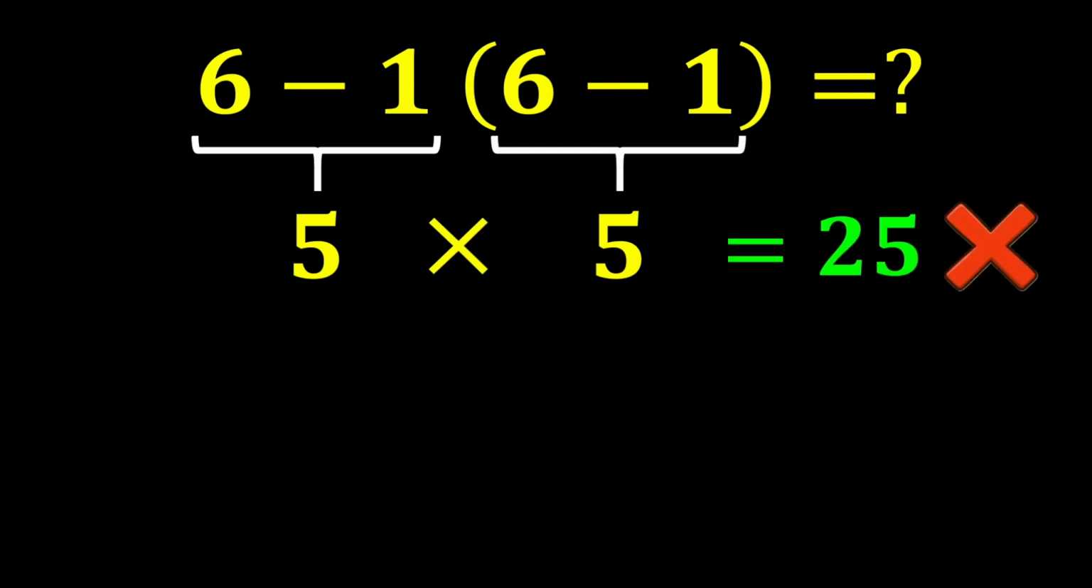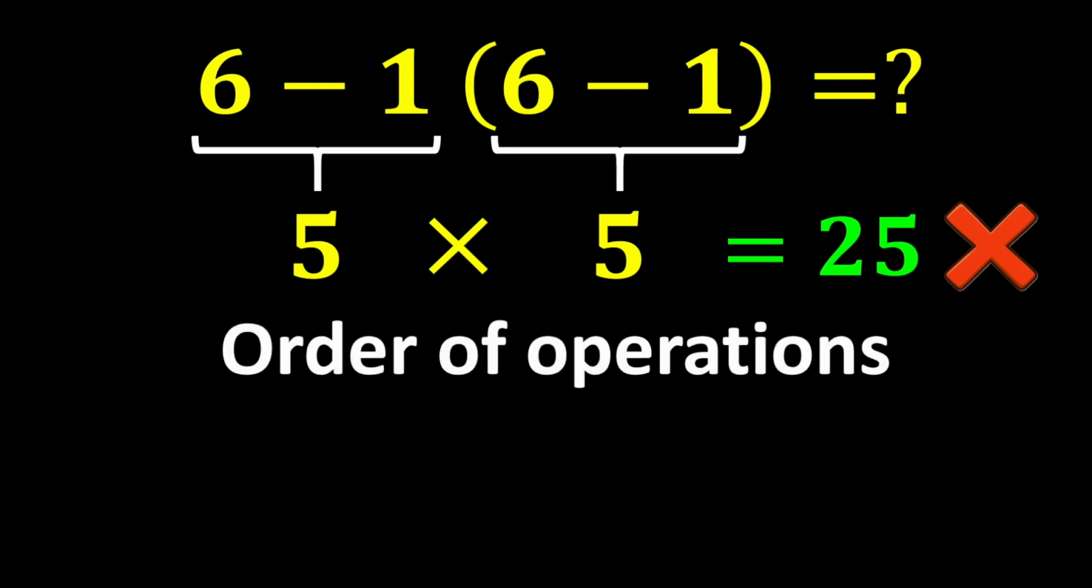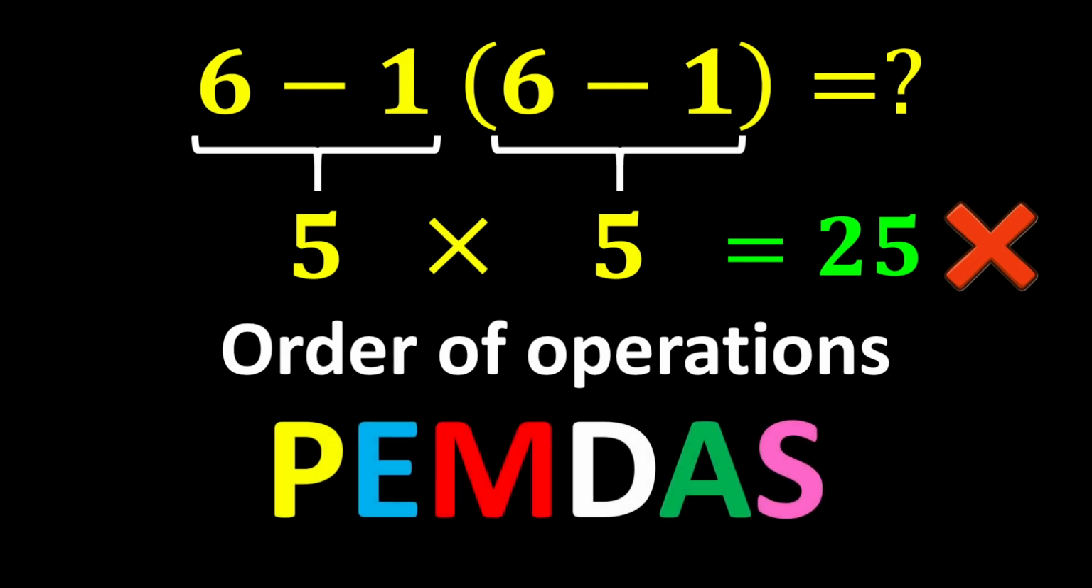But this answer is not correct, because we did not follow one of the most important rules in mathematics called the order of operations. This rule tells us that when we face a mathematical expression, we cannot start solving it from wherever we want. Rather, we must follow a specific order and proceed step by step to reach the correct final answer. The order of operations is known by the short acronym PEMDAS. In fact, PEMDAS is like a map for mathematical expressions that if you follow it you reach the right answer.